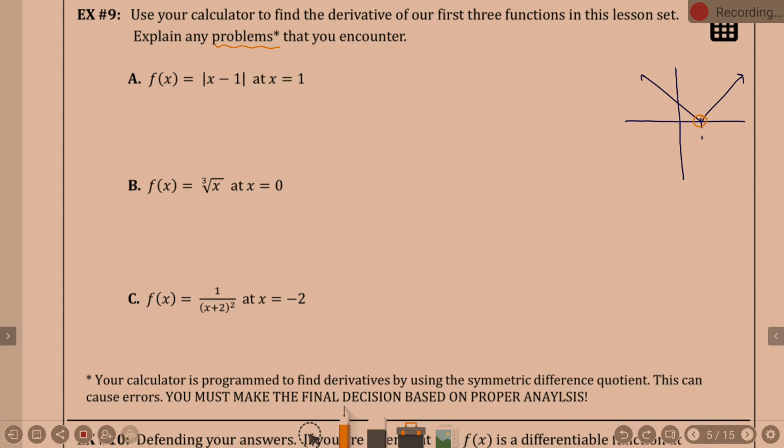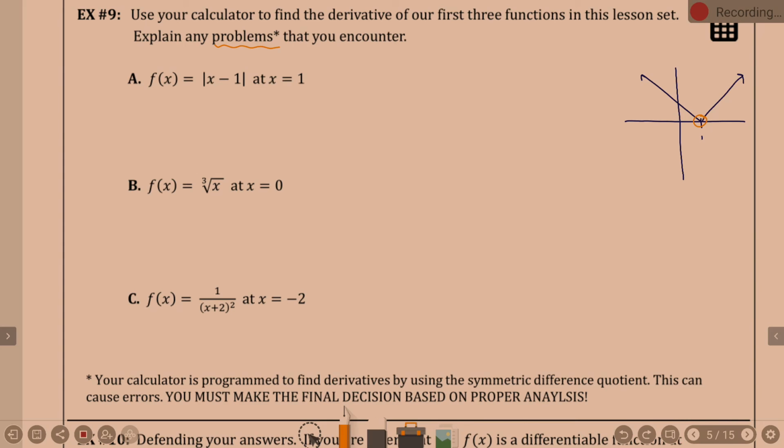Okay. I would call x equals 1 a special point. Could we find a derivative anyplace else on this problem? Yeah, sure. Except right here. And so this is where I think the point of this section is: your calculator can't always be trusted on the special points.